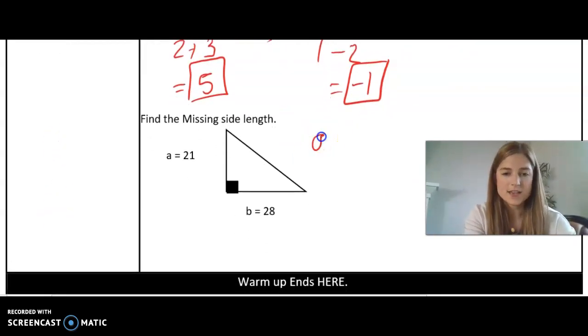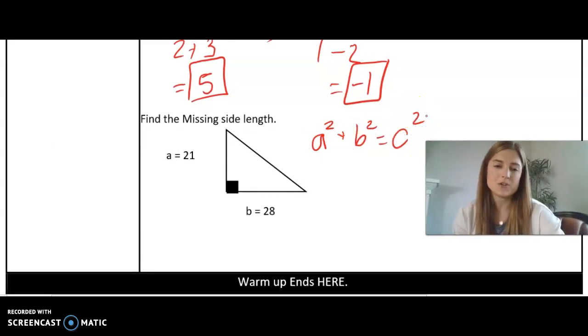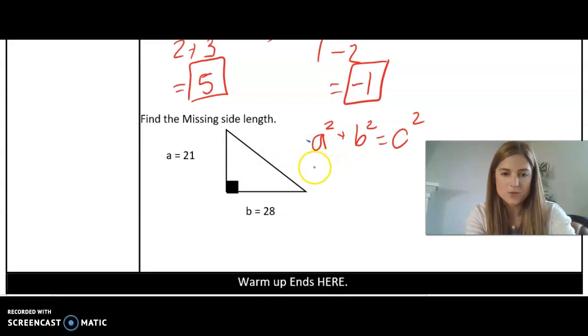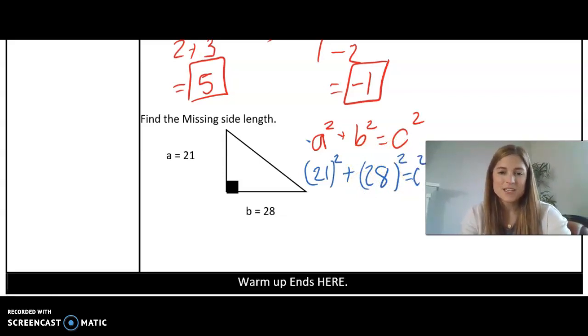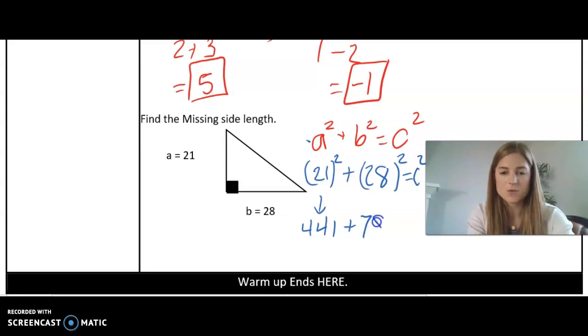All right, big throwback to Pythagorean theorem. You need to know this. a squared plus b squared equals c squared. So you're just going to fill in the information that they give you into your formula. a equals 21. Need to square it. I'm going to plug in b, which is 28, and I need to square that as well. And then I'm solving for my c squared. Go ahead, simplify it. 21 times 21 is 441. And then 28 times 28 is 784.